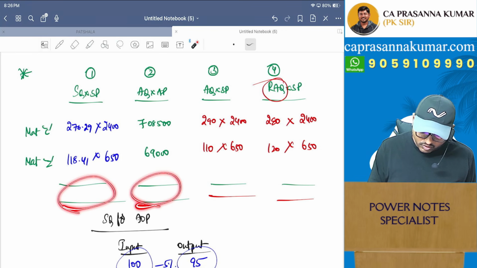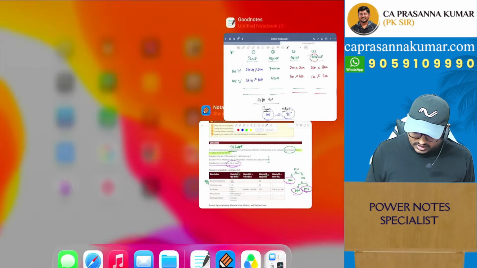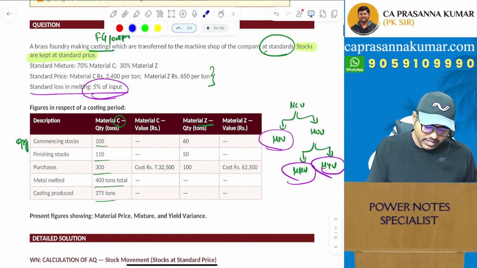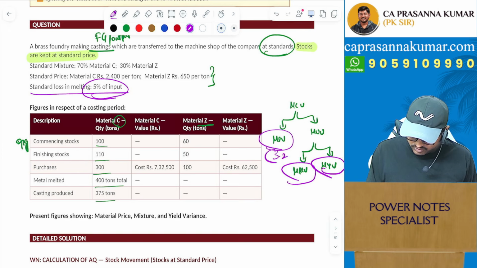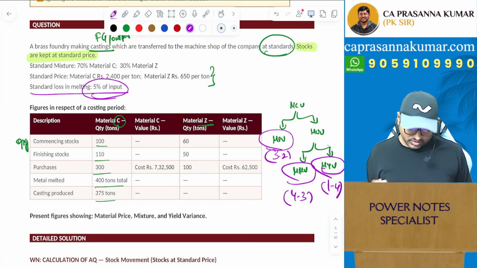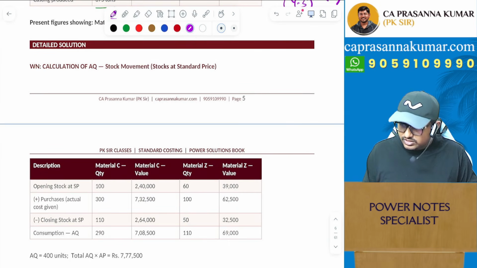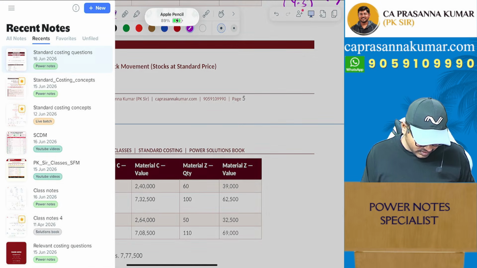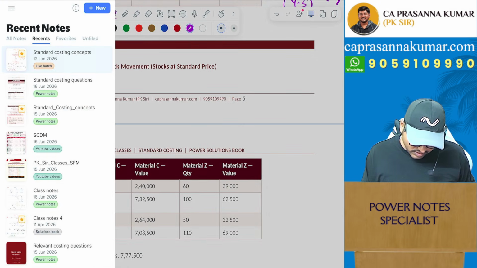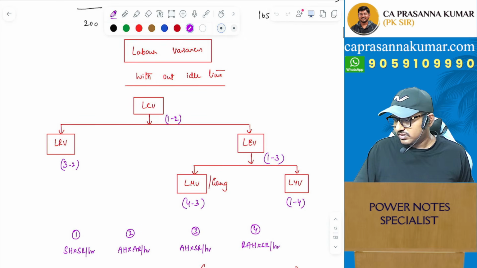All you have to do is total it up and then put it over here in the formula. Material price variance, you know the formula. 3 minus 2, 1 minus 3. This is 4 minus 3. This is 1 minus 4. That's all. You'll be getting your answers. Done? So with this, we are done with material variances. Next, we'll be going to labor variances.